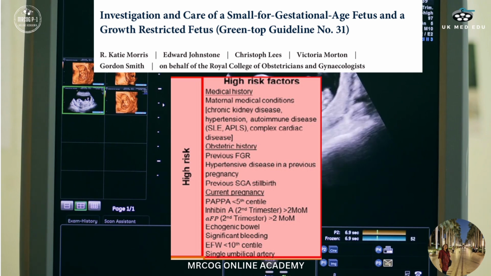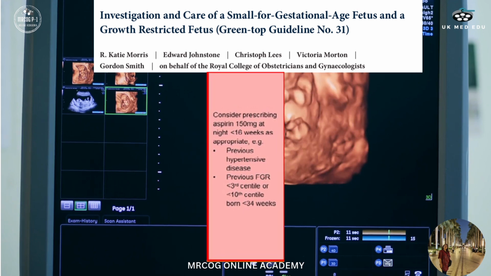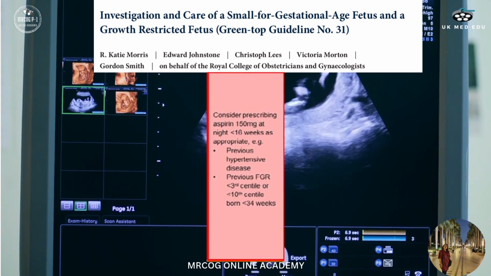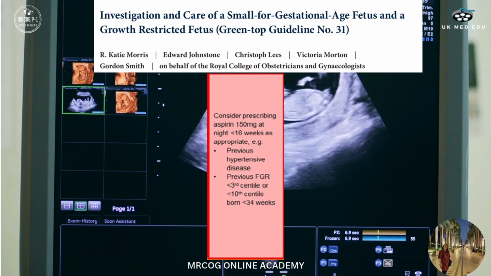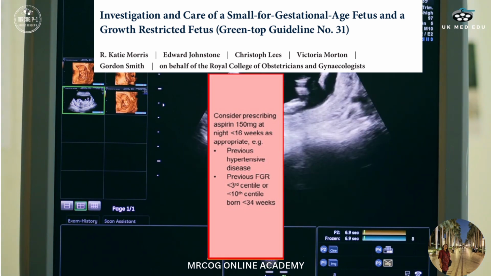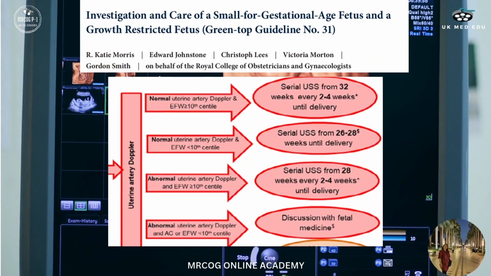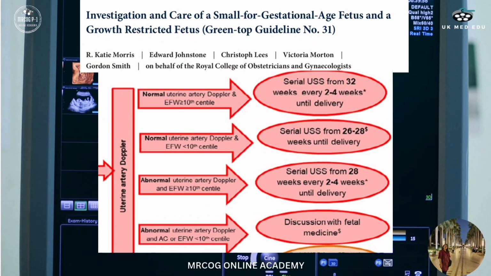So what is the management for the high-risk group? Aspirin 150 mg at night before 16 weeks is recommended for women with hypertensive disease, previous fetal growth restriction, and estimated fetal weight less than 10th centile in a previous pregnancy. Then at 18 to 23 weeks, uterine artery Doppler is mandatory.